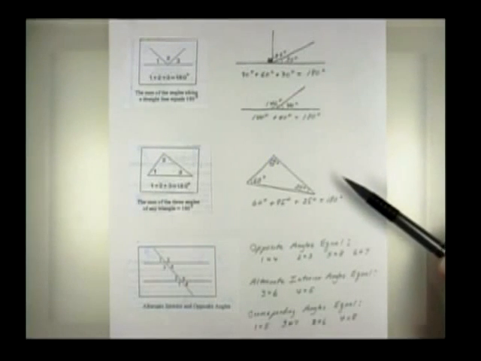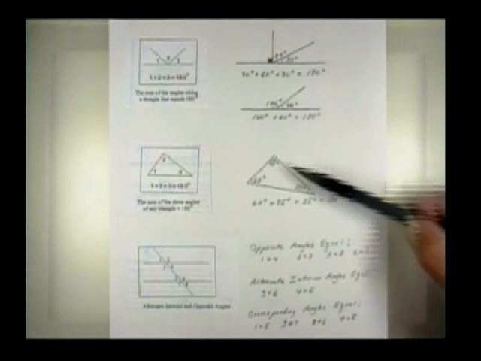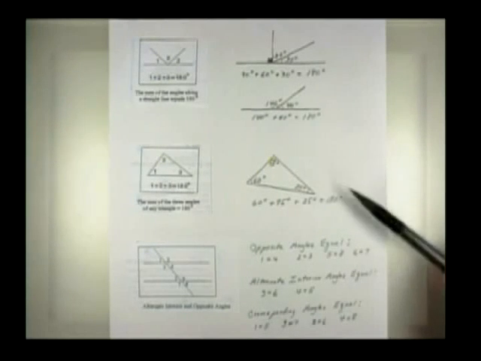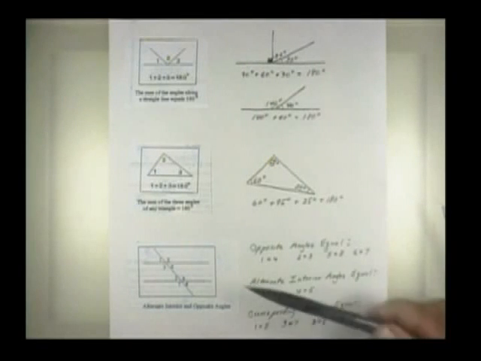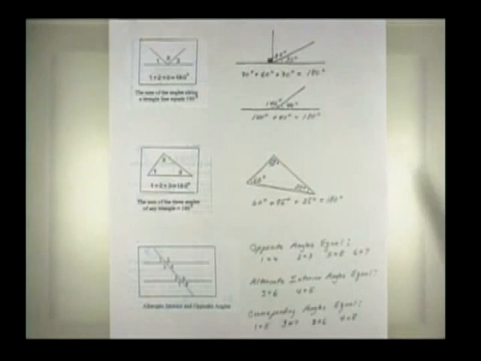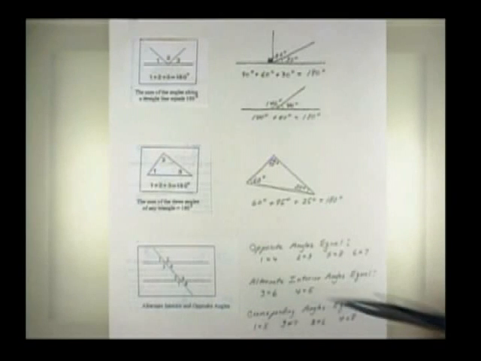The second important idea states that the sum of the interior angles of a triangle equals 180 degrees. The sum of the interior angles, 60, 95, and 25, equals 180 degrees. The third box shows angles 1 through 8, formed by two parallel lines cut by a third line called a transversal. This is the transversal.